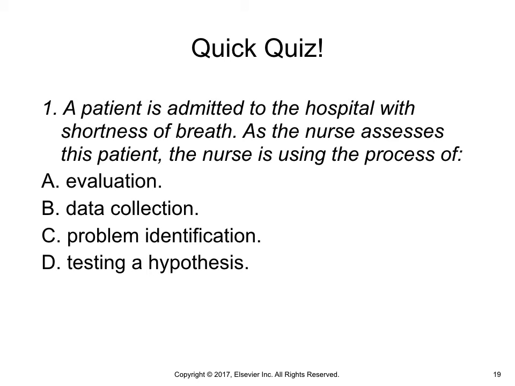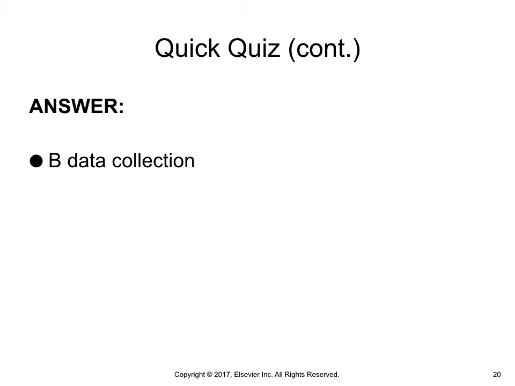Time for a quick quiz. A patient is admitted to the hospital with shortness of breath. As the nurse assesses this patient, she is using the process of A. Evaluation, B. Data collection, C. Problem identification, D. Testing a hypothesis. Answer: B. Data collection. Assessment is the first stage of the nursing process, and is the process of gathering data to formulate the nursing diagnosis and care plan.